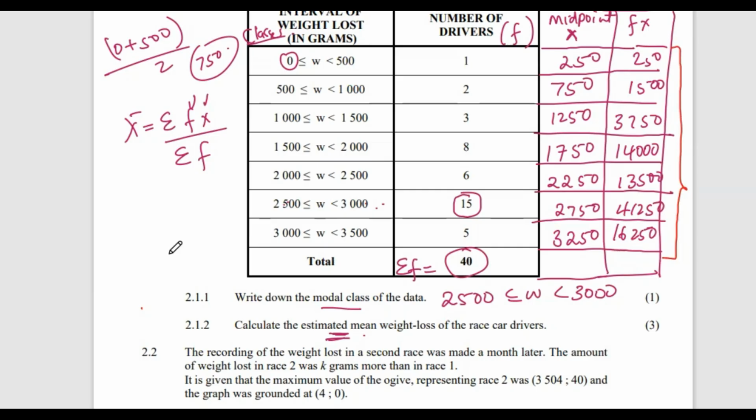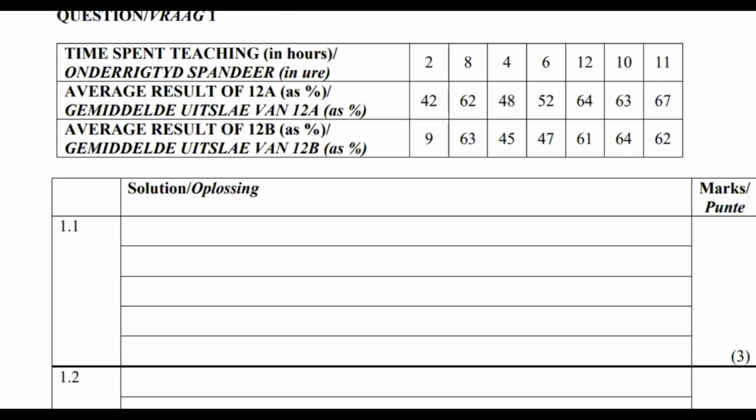Okay, so let me do that. 3,750 plus 14,500 plus 41,250 plus 16,250. So my total here is 95,500.